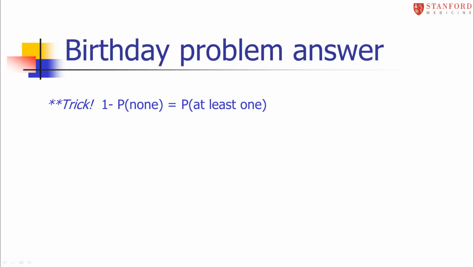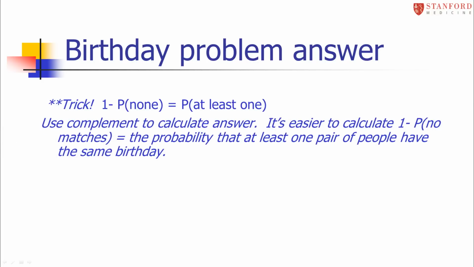We can recognize that the probability of at least 1 is the complement of the probability of none. That is, if you don't have at least 1, that means that you have none. So rather than calculating the probability of at least 1, we can always instead calculate the probability of no matches and then just do a 1 minus. 1 minus the probability of none will give us the probability of at least 1. So let's calculate the easier thing, which is the probability of no matches, the probability of none. And it turns out to be easier. And this trick gets used in a lot of places in probability.